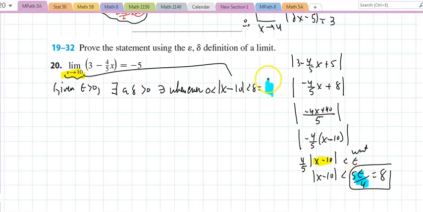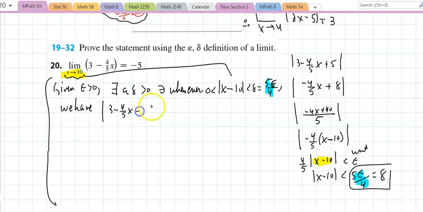Whatever precision they want, we're going to take that and multiply it by 5/4, 1.25. So this is not that precise. We start with the official definition: the absolute value of f of x, 3 minus 4 over 5x, minus a negative 5. Basically, you're going to reiterate that.